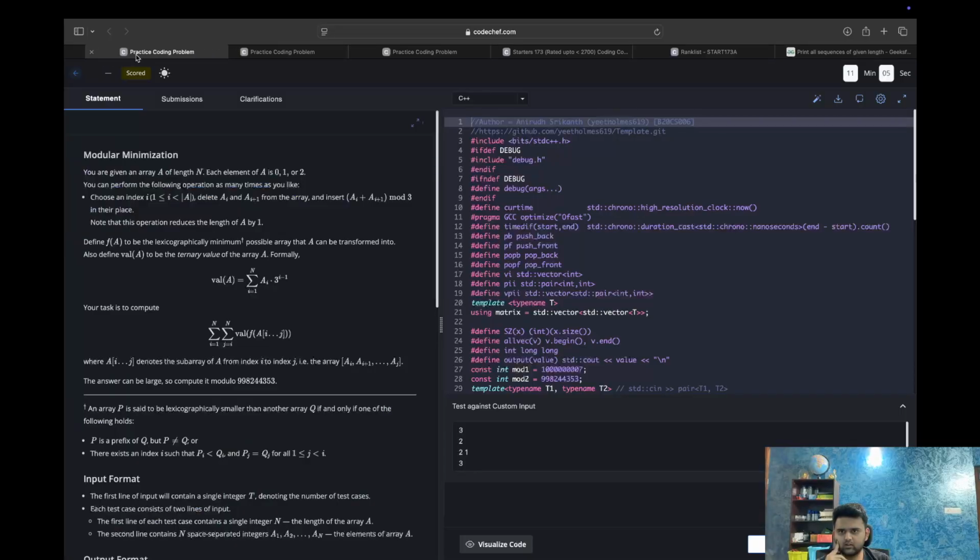Let me try this. Given an array of length n, every element is 0, 1 or 2. Like.